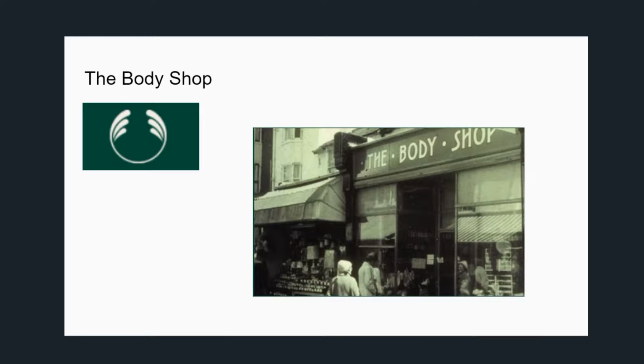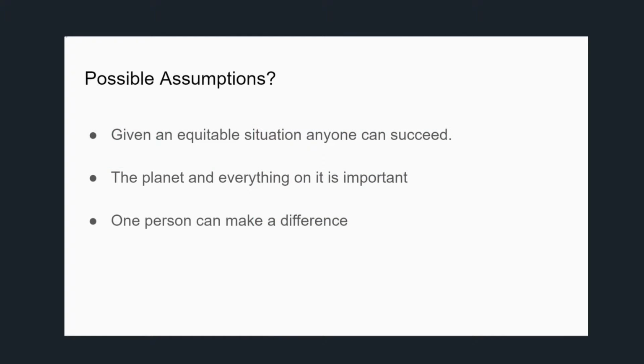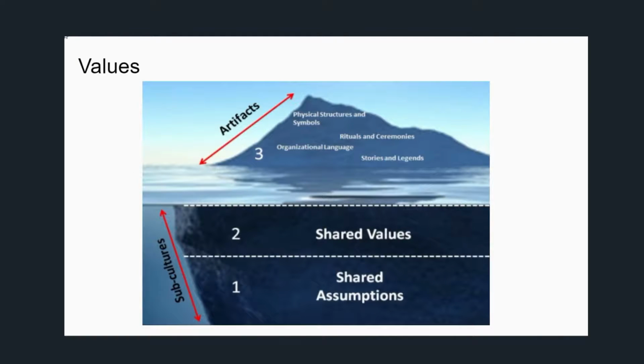If I had to guess at some of the unconscious assumptions of Anita Roddick that led her to start this organization, I would guess that they may be, given an equitable situation, anyone can succeed. Or, the planet and everything on it is important. Or possibly, one person can make a difference. By understanding some of these potential assumptions, you can see how it helps the organization to form and support the values which feed into what is seen as right or wrong behaviors in the organization.